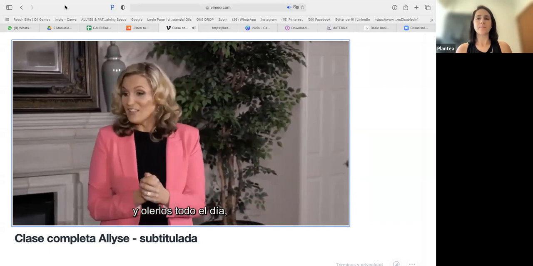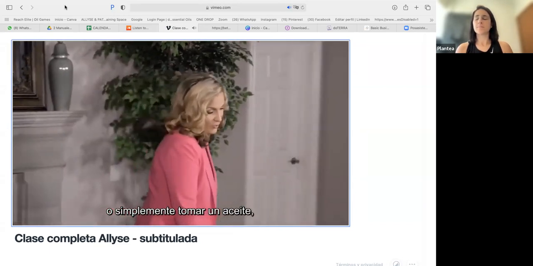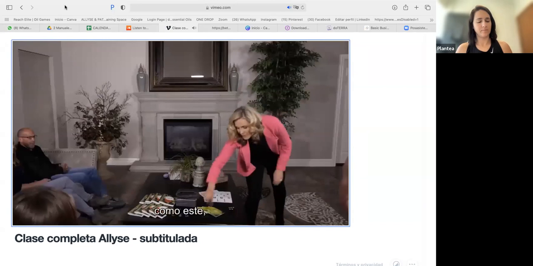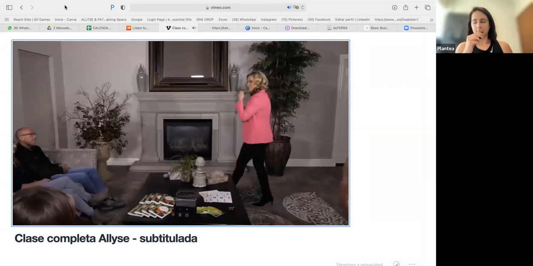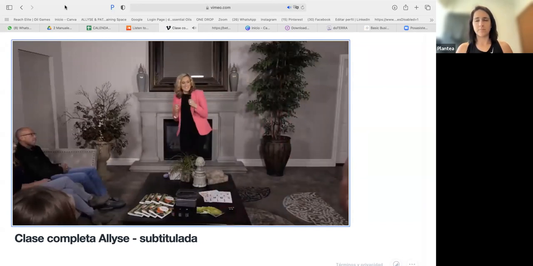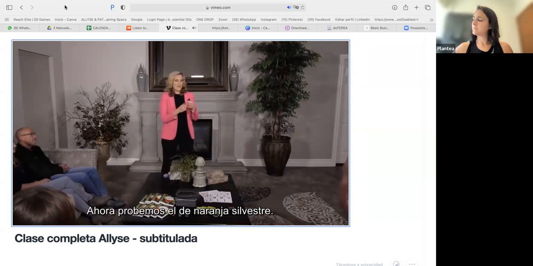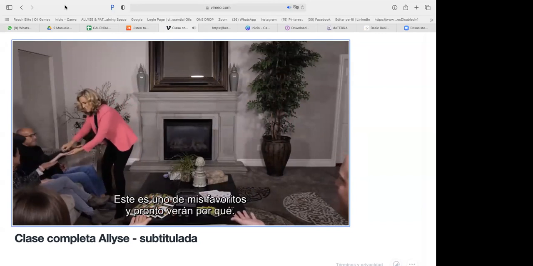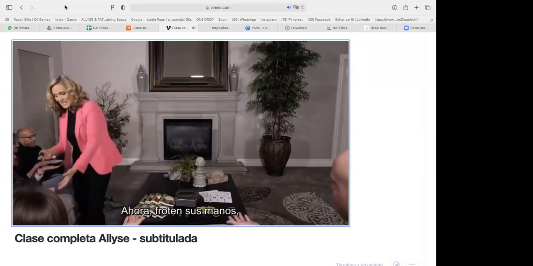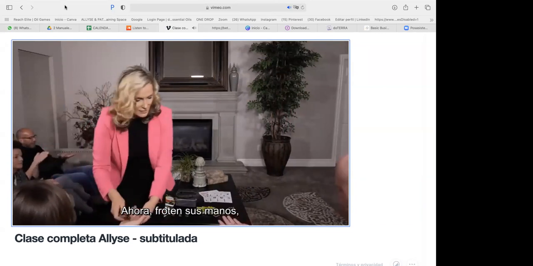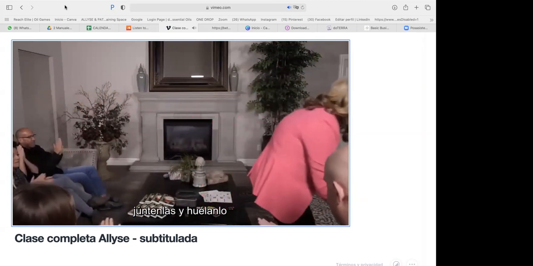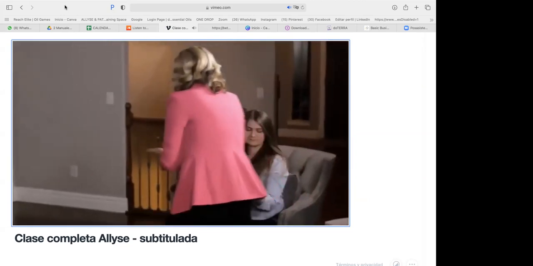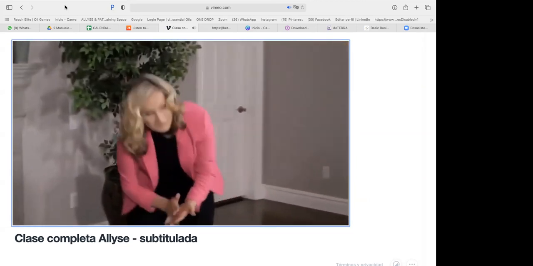We can put them in a diffuser and smell them all day long. Or you can simply take an oil, take the lid off right here, and just breathe it in. So I'm going to give you an experience right now with wild orange. Everyone put their hand out, okay? This is one of my favorite oils and you'll figure out why. Go ahead and rub your hands together and cup your hands and try to breathe that in for 30 seconds.